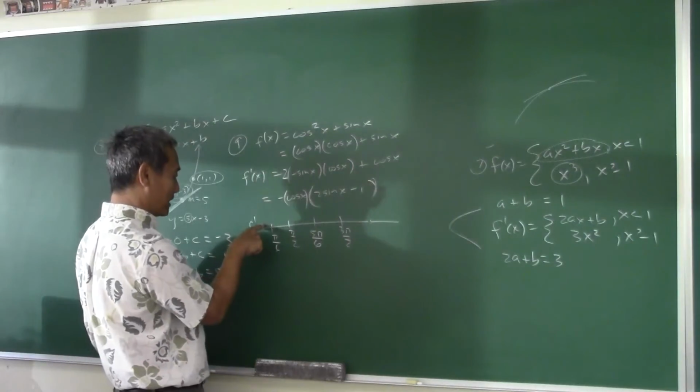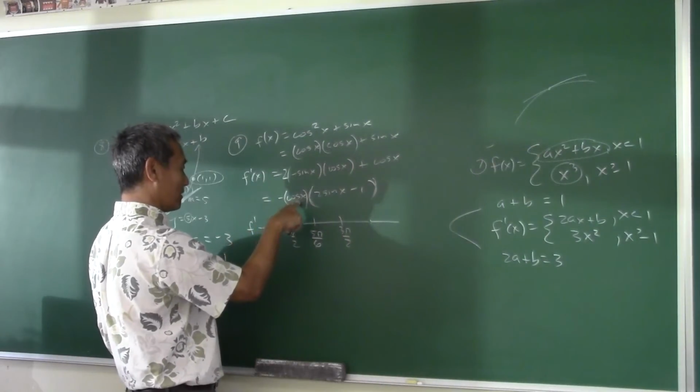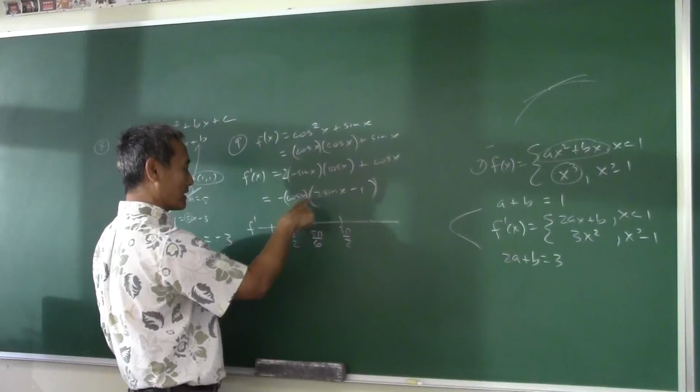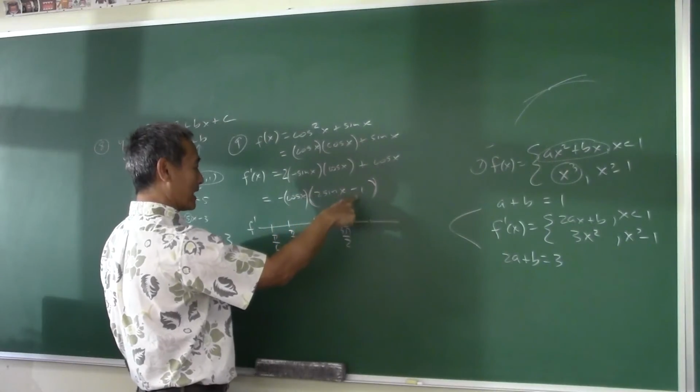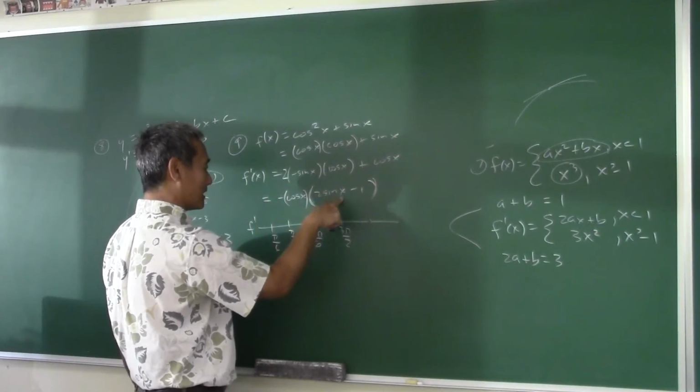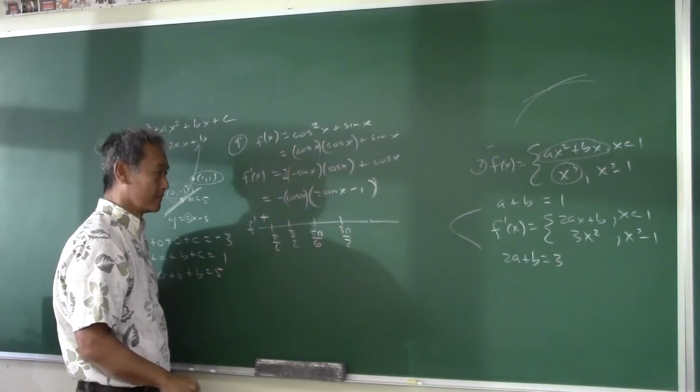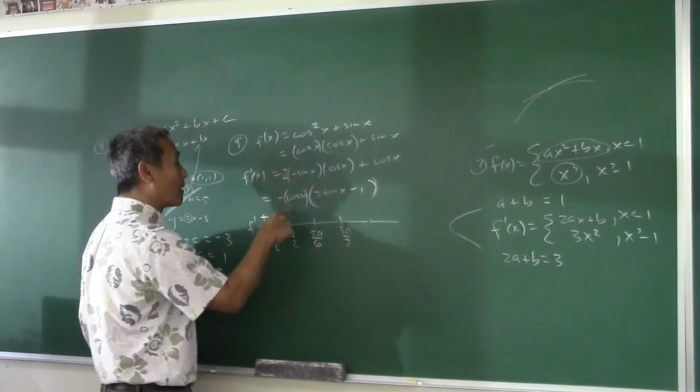Okay, what's a good number to plug in here? 0. So if I plug in 0, cosine of 0 is 1, that's positive. Sine of 0 is 0, so this is negative. So what's negative times positive times negative? Positive. And you keep on testing.